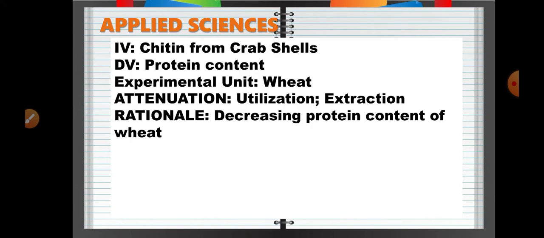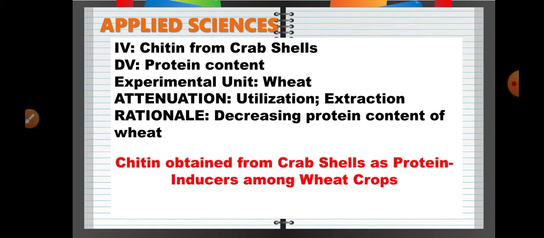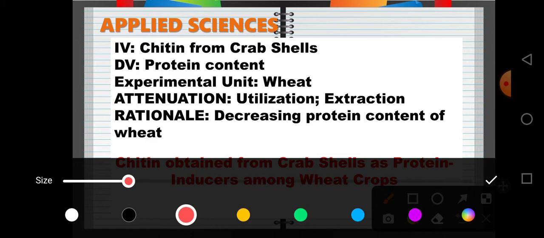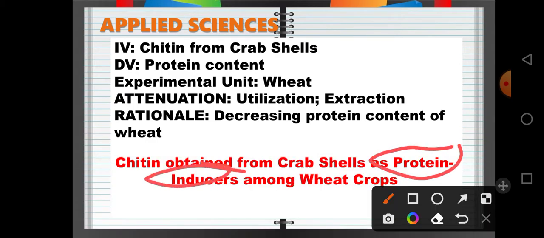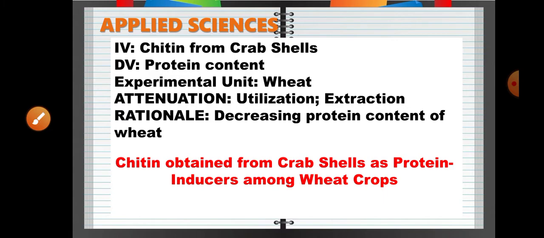Protein content of wheat. So wheat is our experimental unit. And our attenuation process is that you will utilize chitin from crab shells. Another process is that we must extract this chitin. Then our rationale is the decreasing protein content of wheat. So from this information, we can formulate a study entitled Chitin obtained from crab shells as protein inducers among wheat crops. So protein inducer can also be our attenuation because it is our expected product. Okay, so that's how you formulate titles under applied sciences.